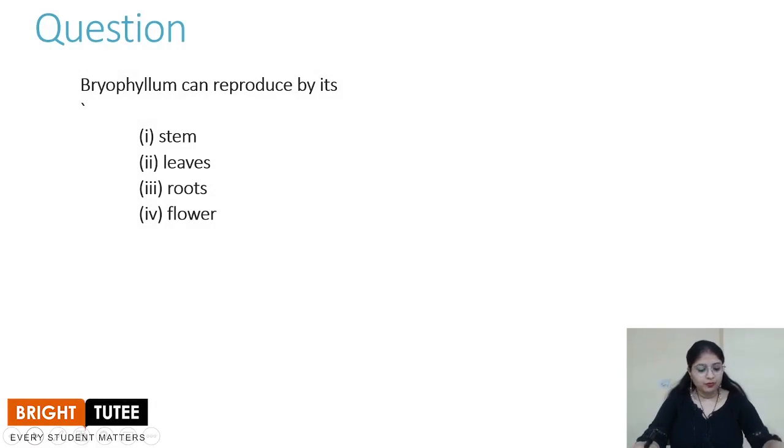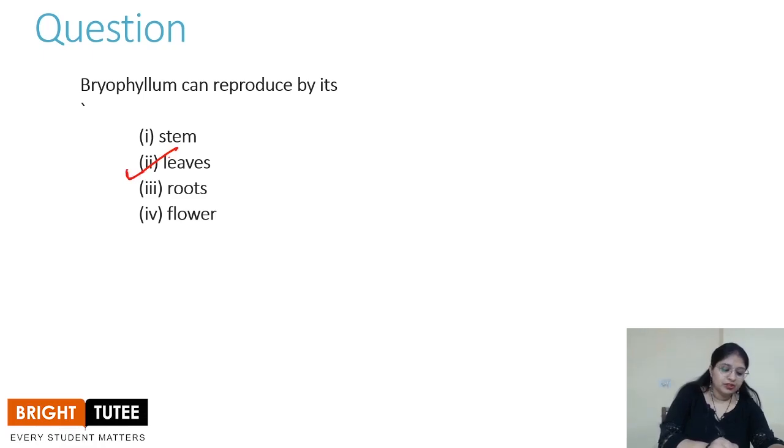Bryophyllum can reproduce by its stem, leaves, roots or flowers. So bryophyllum reproduces vegetatively with the help of the leaves.